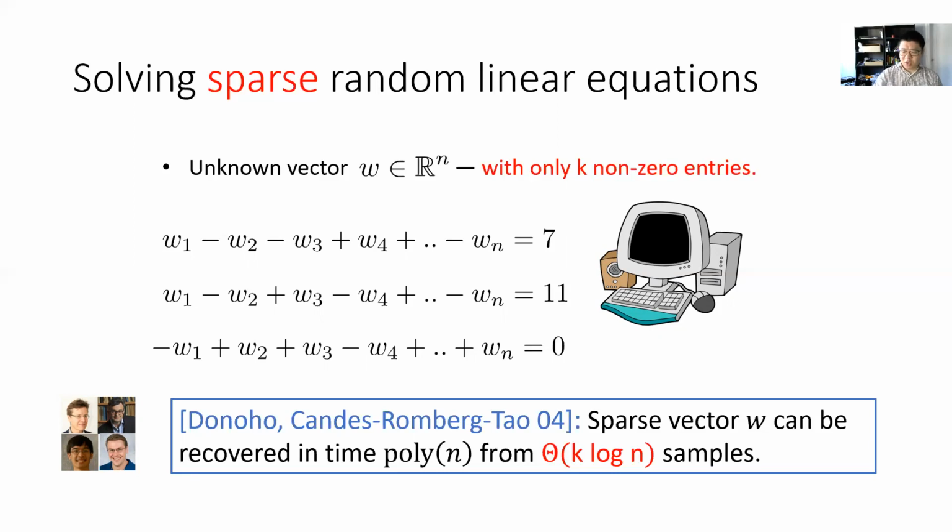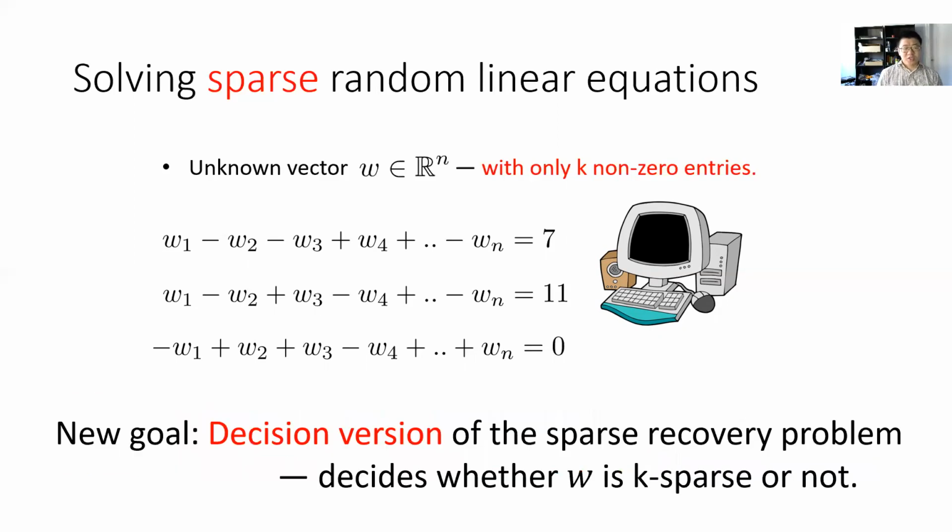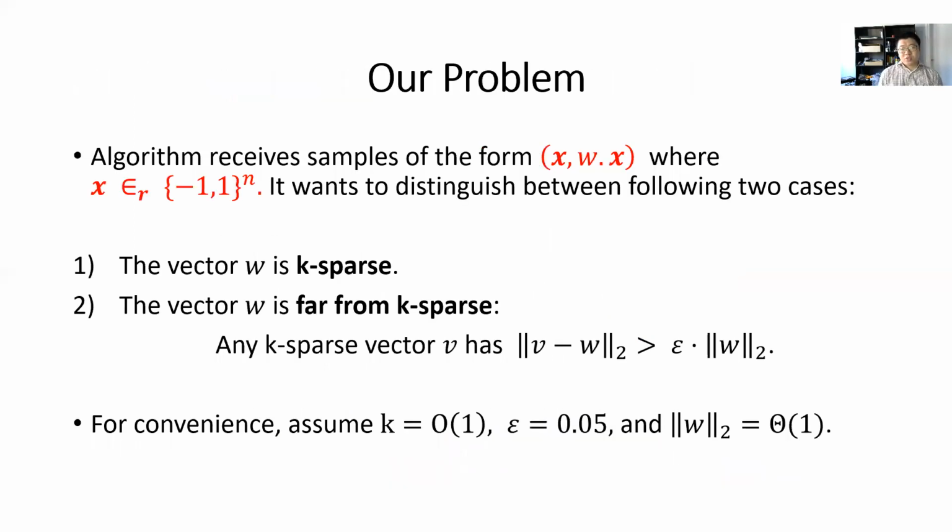Next, let me tell you our consideration. Basically, we consider the decision version of this sparse recovery, that is, how to decide whether w is k-sparse or not. So let me define the problem in the next slide. My algorithm still receives a bunch of samples of the form (x, w·x). The goal here is just to distinguish between the following two cases. In the first case, the vector w is exactly k-sparse. In the second case, w is far away from k-sparse.